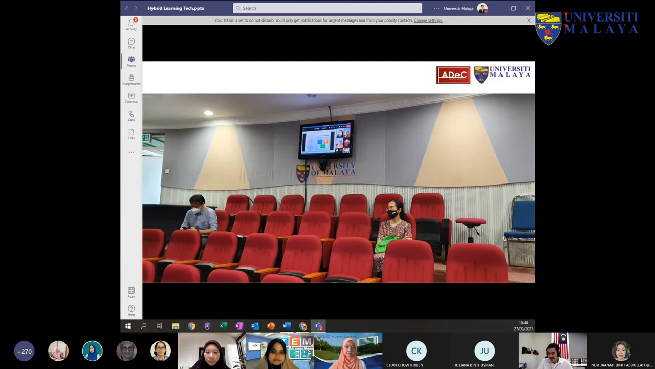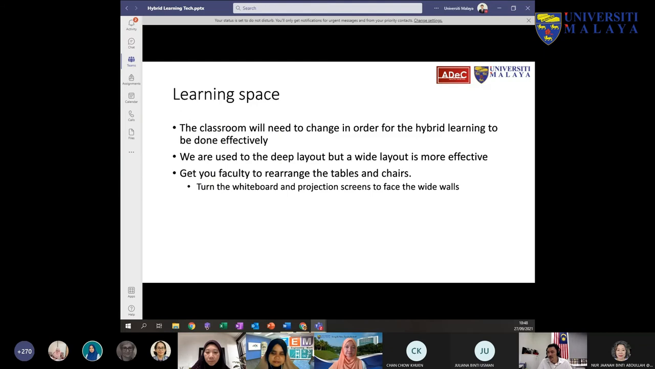Okay, and actually when you talk about hybrid learning, what needs to change first is the classroom layout. If you go into any rooms here in the university, you will find that we are used to the deep layout. That means the room is long to the back, and people are sitting in rows at the back.